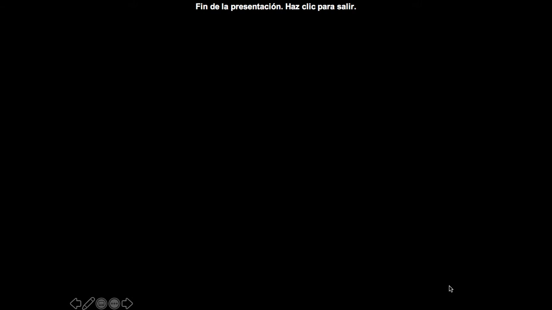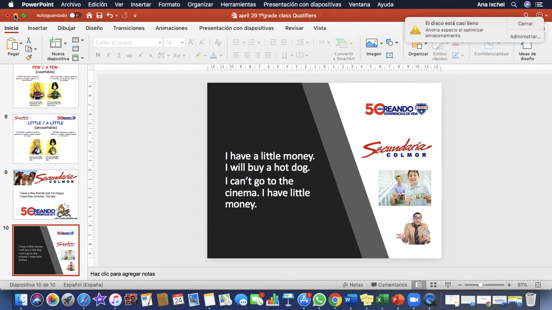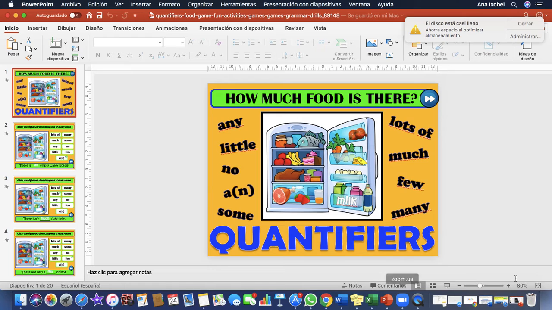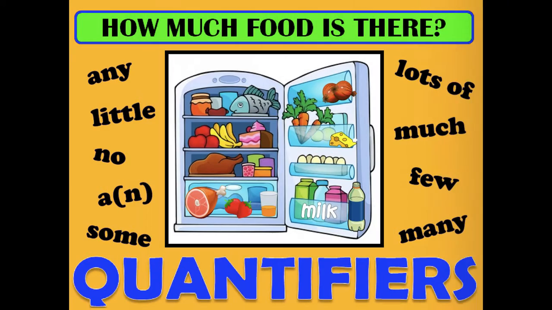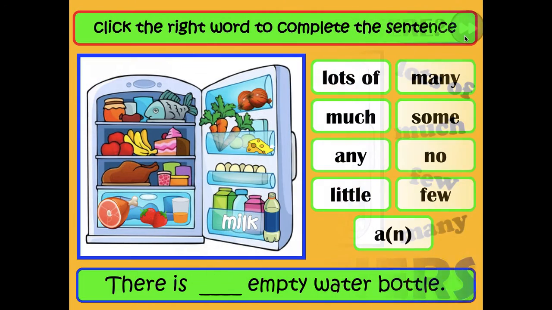So now let's have a little game with the quantifiers and the vocabulary using how much or how many. We have any, little, no, a, some, a lot of, much, few, and many. And these are the quantifiers. So let's start. Click the right word to complete the sentence.